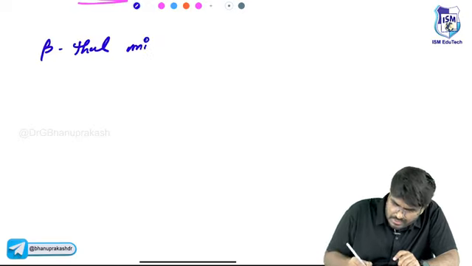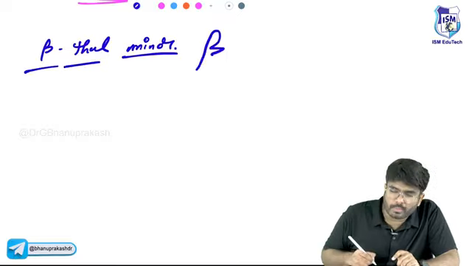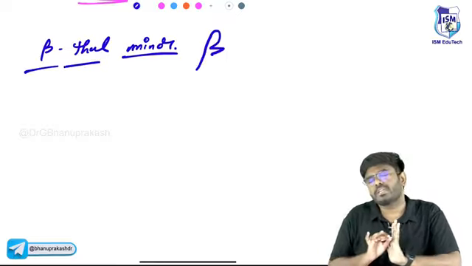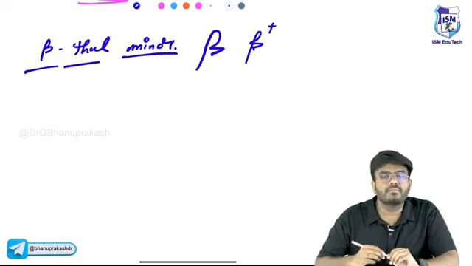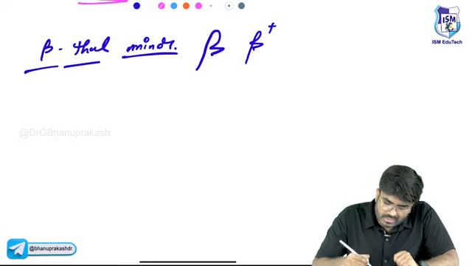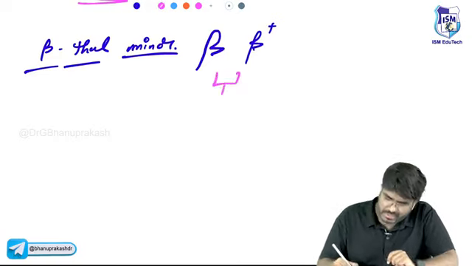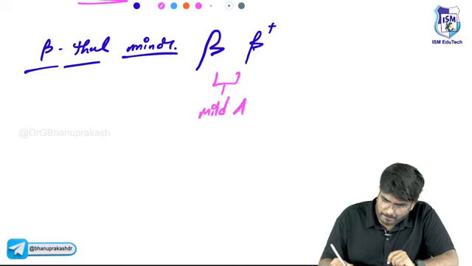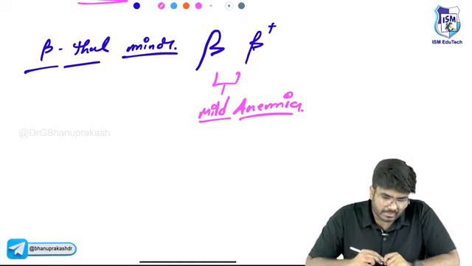What is the problem in beta thalassemia minor? One beta globin gene is absolutely normal. The other beta globin gene is little affected. So now what are the symptoms, sir? The symptoms are going to be mild anemia. Okay, not a serious problem. The patients are going to have mild anemia, sir.